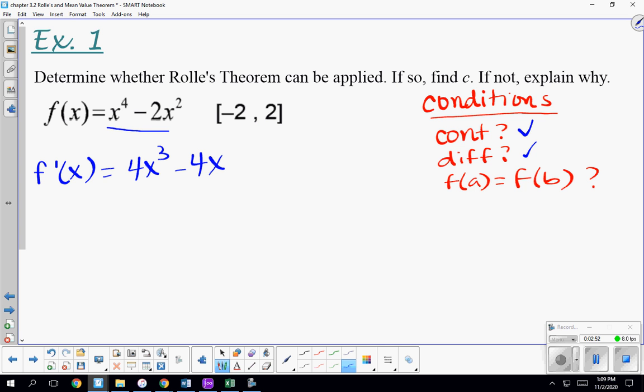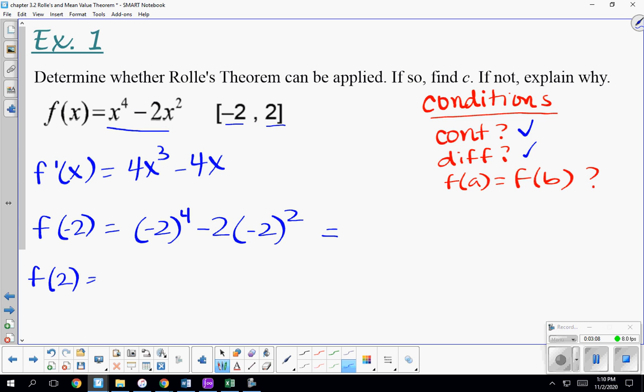And now we just need to make sure that our y values are the same at the endpoints. So I'm going to plug in my two endpoints. I need to find f of -2 and f of +2. And I'm going to plug in -2 into my original function. And so here I get 16. Here I'm going to get 4 times -2. And we get a y value of 8.